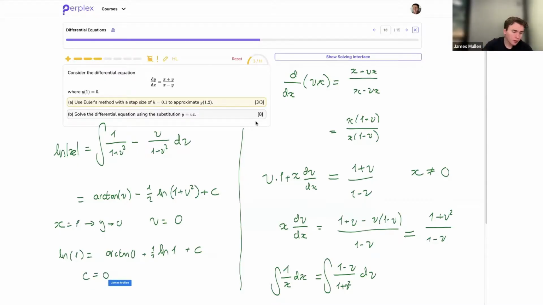so 0 on both sides, which means that I have c is equal to 0. Okay? Therefore, my final answer is going to be ln of the absolute value of x is equal to arctan of y over x minus half ln of 1 plus y squared over x squared, and plus c is just plus 0, so it stays like this. This is my final answer.